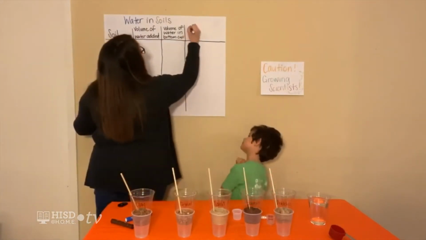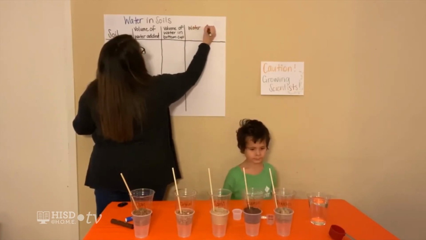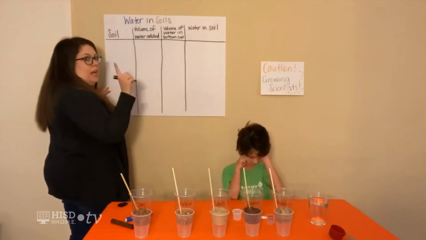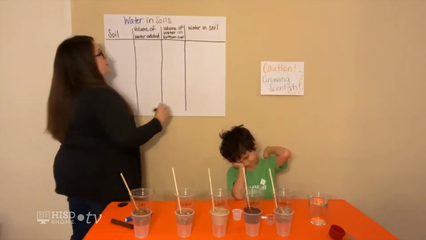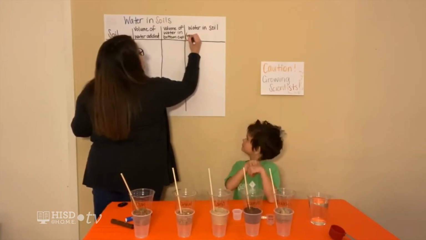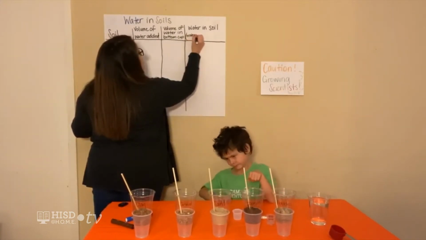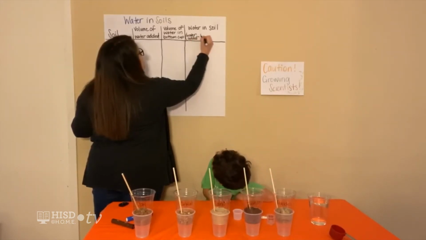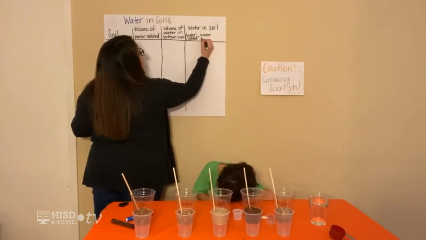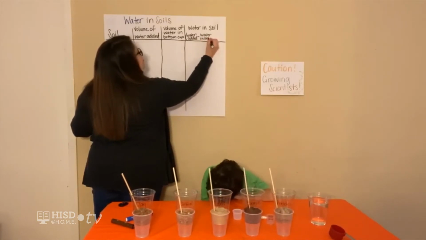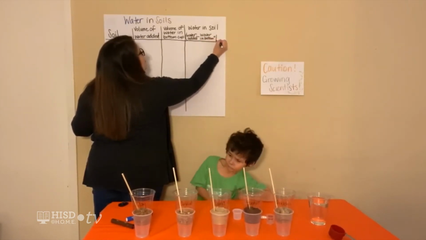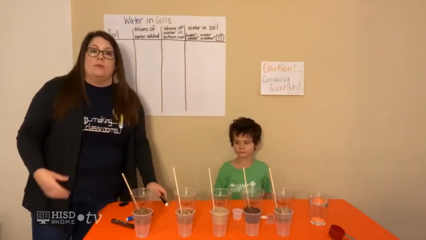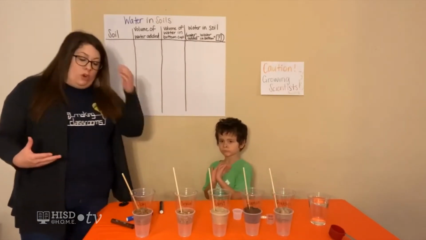So to figure out how much water we still have in our soil, we're going to put water in soil, and we're going to have to do a little bit of math today with our science. So the math we're going to do is we're going to take the water added column, and we're going to subtract how much water is in the bottom. And that number that we get is going to be the number that goes in this column. You may remember these soils from our story earlier.